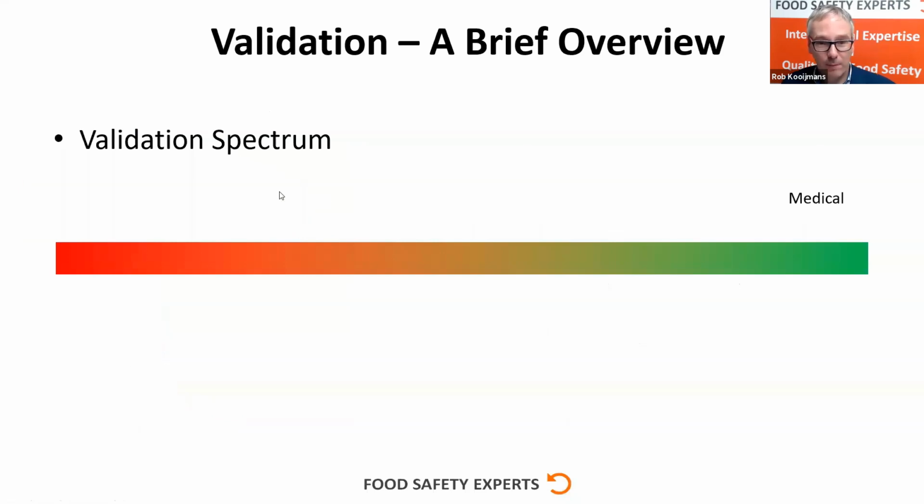If you look at validation, we might say that it's a spectrum. On the left-hand side, going from, you might say, animal feed, to on the right-hand side, medical devices. And there's everything in between. From feed, you go to animal health. There's more validation requirements there than plant health, typically than food.